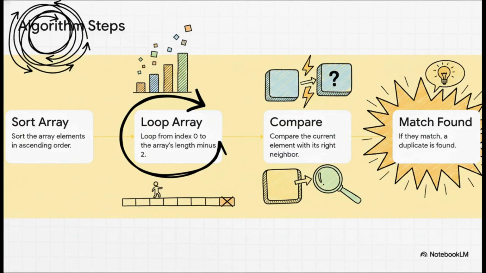Why is that specific boundary so absolutely critical? Well, because in step 3, we are comparing our current element with its neighbor to the right. If our loop went all the way to the very last element, there wouldn't be a neighbor to check. The computer would try to access memory that frankly doesn't exist, leading to a fatal array index out of bounds error. Finally, step 4. If the current element and its neighbor match, boom, a duplicate is found without having to search the entire pile twice.